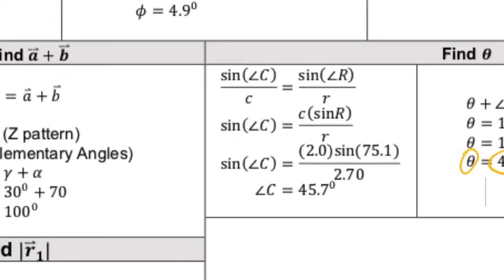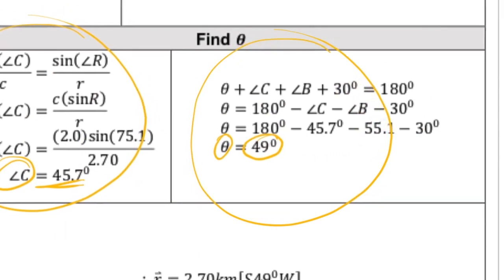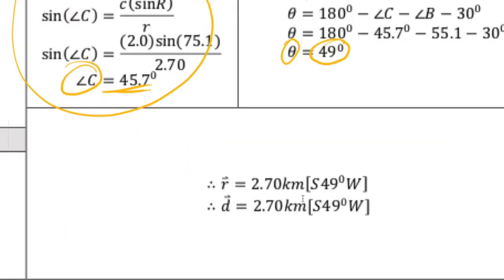And that is, of course, after we found angle C, as I mentioned, having to use sine law. I kind of brushed over that part. So you still had to do that first. So this is the finding angle C part. And then over there is finding your theta. Good times. And then in conclusion, you can get the final result, which is our resultant is equal to 2.70 kilometers south, 49 degrees west.